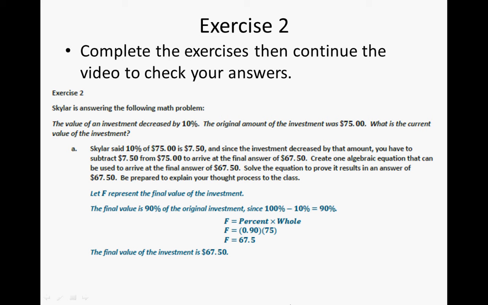So this involves Skylar answering the following math problem. Again, you need to identify the final value of the investment. Since we don't know that, we're going to call it capital F, or you could call it whatever you want. The final value is 90% of the original investment, since 100% minus 10% equals 90%. So if we're looking for the quantity equals percent times whole, then that would be 90% of 75, or 67.5. So the final value of the investment is $67.50.